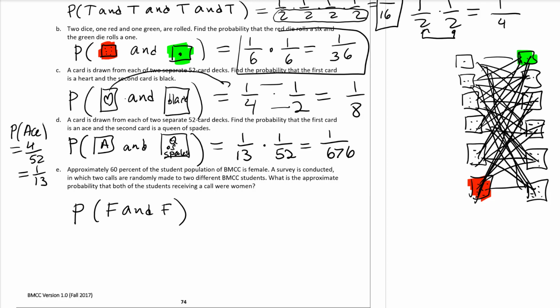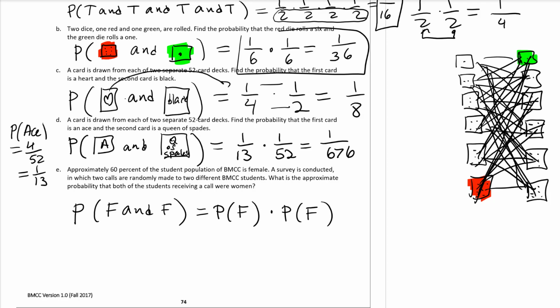But we're not talking about biological genders of kids. We're talking about the population at BMCC. So here, what you want to know is the probability that the first student called is female, multiplied by the probability that the second student is female, just like that, right? You look at each of them as probabilities, okay?